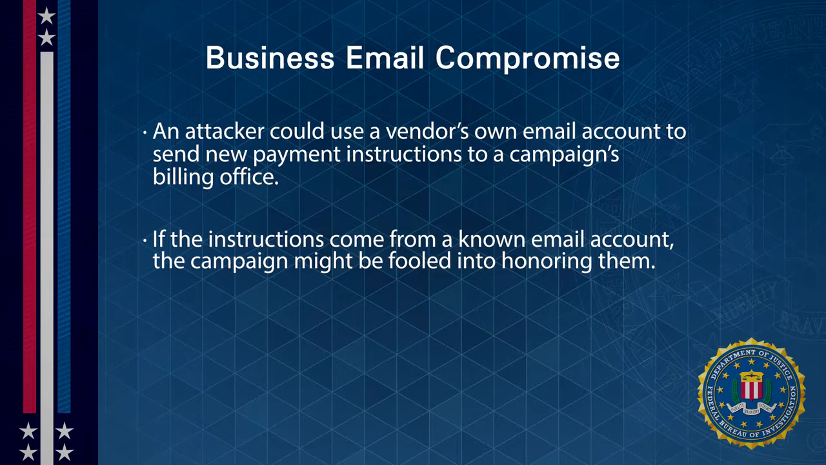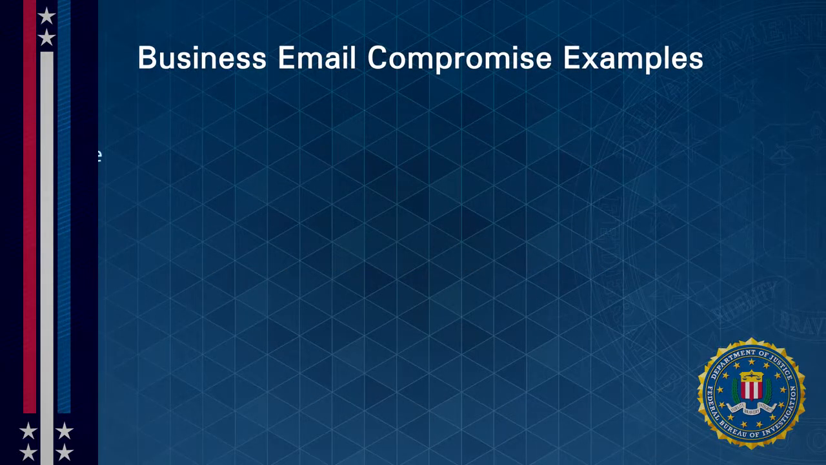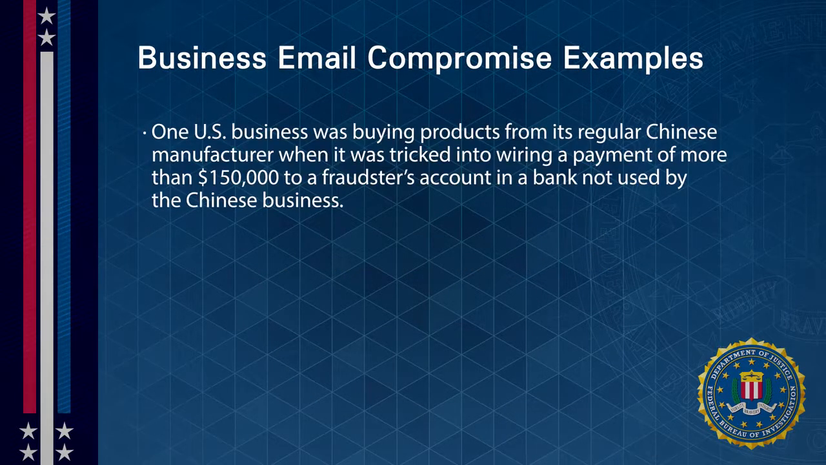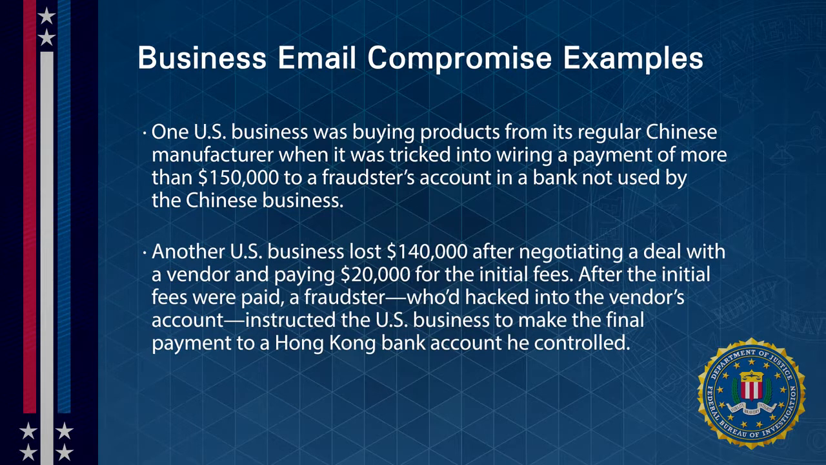Want some real-world examples? One US business was buying products from its regular Chinese manufacturer when it was tricked into wiring a payment of more than $150,000 to a fraudster's account in a bank not used by the Chinese business. Another US business lost $140,000 after negotiating a deal with a vendor and paying $20,000 for the initial fees. After the initial fees were paid, a fraudster who had hacked into the vendor's account instructed the US business to make the final payment to a Hong Kong bank account he controlled.